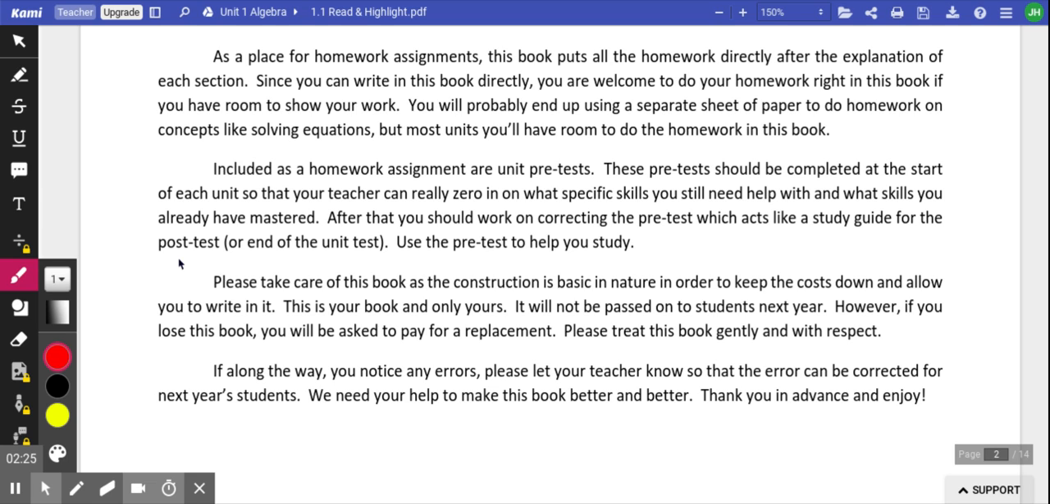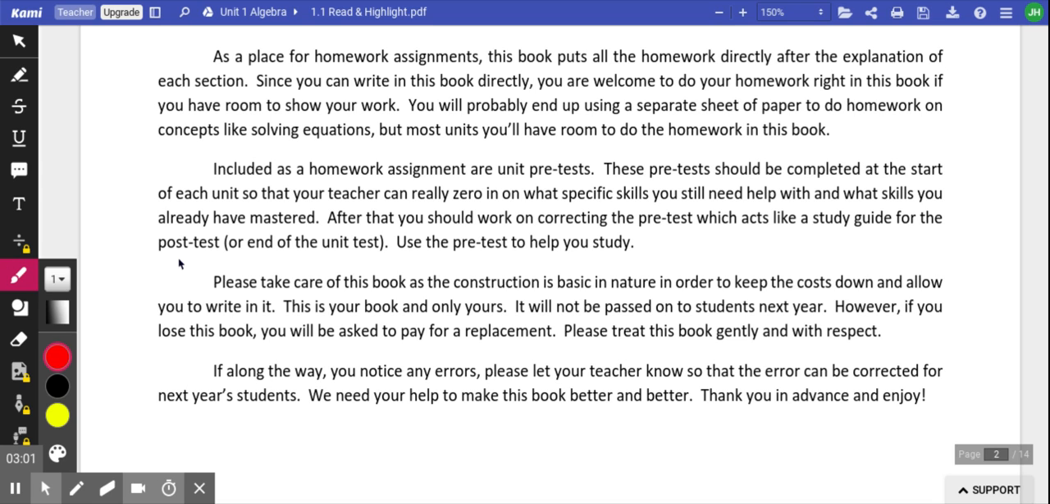Let me be specific here. You must show your work. In every section, in all the problems, show your work. You'll probably end up using a separate sheet of paper to do homework on concepts like solving equations, but in most units you'll have enough room. Sometimes if your work happens to be really big, you may have to use extra sheets of paper. And I'll tell you, and I'll show you again next week, that I'm going to want you to put that work and those problems in your 3-ring binder in the section, so you can always go back and find stuff easily.